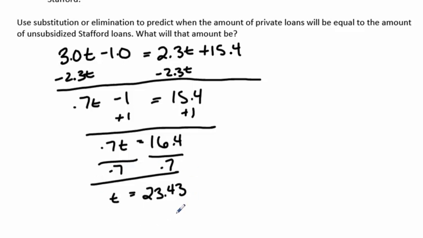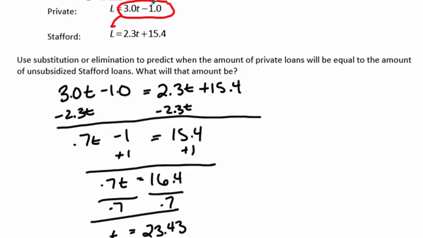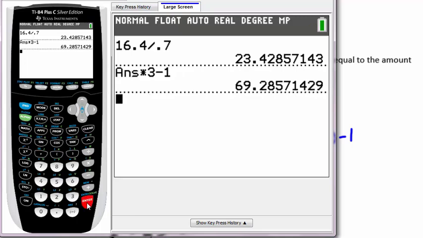Now let's take this value for t and plug it into one of the equations for L. Let's go ahead and use the equation for private loans. So we have L equals 3 times 23.43 minus 1. So I go back to my calculator. I want that value times 3 minus 1. So we've got about 69.29.